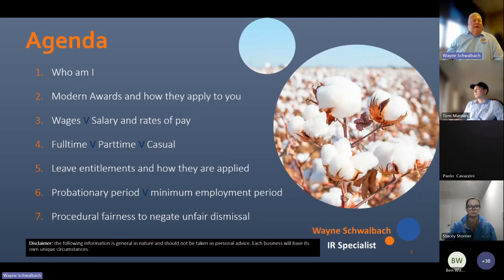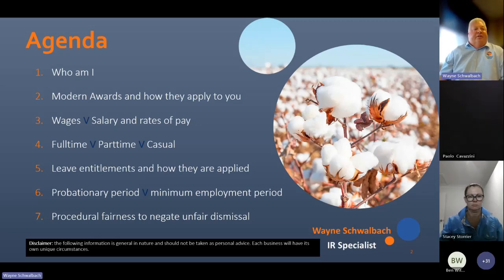First up, let you know the agenda for today. I'll just speak briefly about who I am. We'll talk about the modern awards and how they'll apply to you. Wages versus salary and rates of pay, how to calculate those if you don't know how to do that or you're having difficulty, because there has been a few changes. The difference between full-time, part-time and casual employees, leave entitlements and how they're applied, probationary period versus the minimum employment period, that's an important one, and procedural fairness to negotiate and to negate having to go through an unfair dismissal. So they're just the basic topics for today.